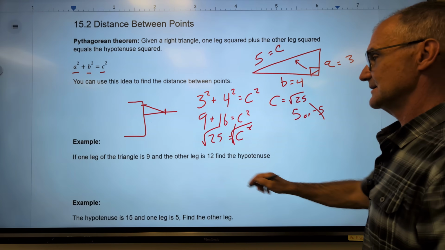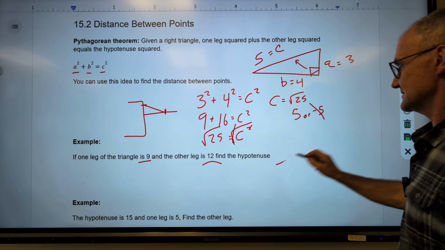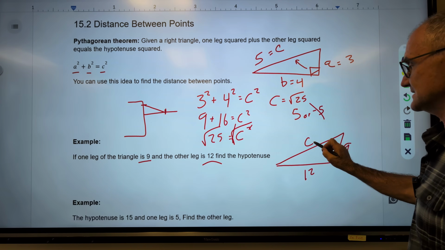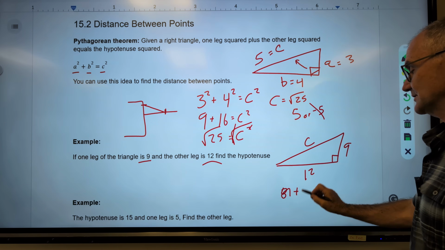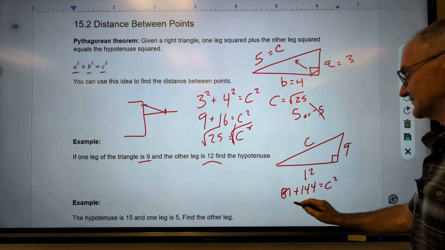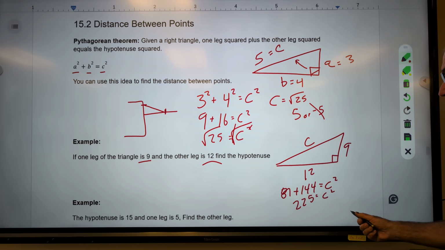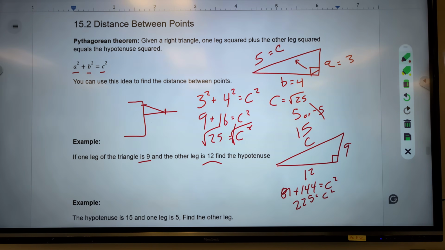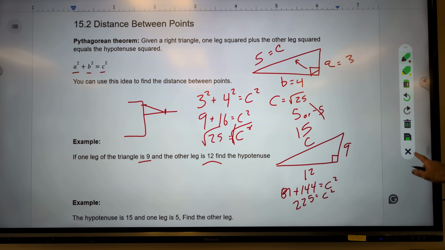Okay, here's another one. The leg of a triangle is 9, the other leg 12. What is the hypotenuse? So I draw my picture. Right triangle, 9, 12. What is C? 9 squared, 81, plus 12 squared, 144, is equal to C squared. 225 is equal to C squared. Square root of both sides is 15. C is equal to 15. It is the same ratio as the 3, 4, 5. That's why I was able to get it so quickly.